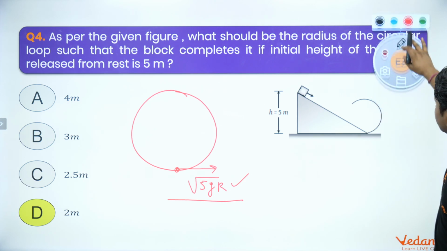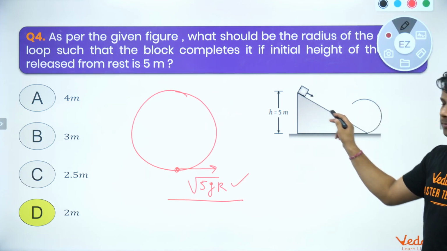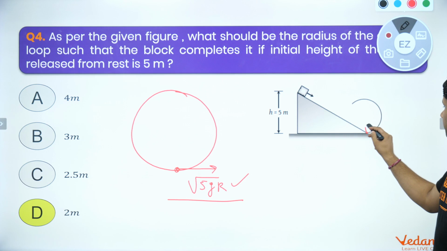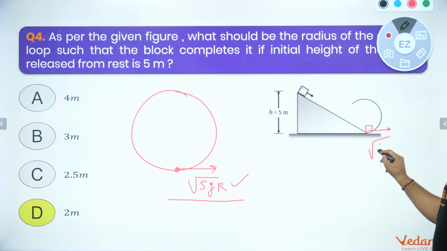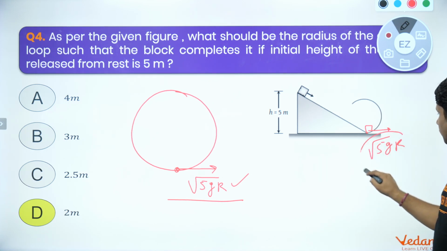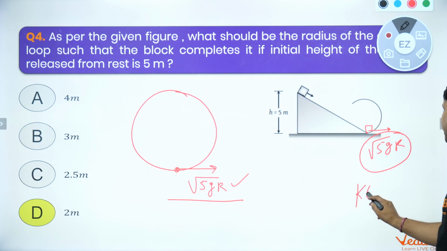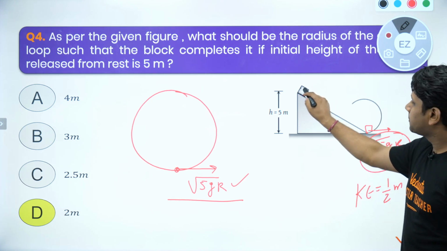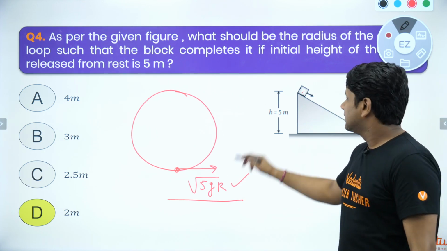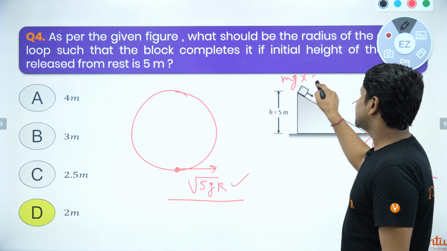Now it is very easy, look. So the particle is coming from here. It has to complete this circular track. So what should be the velocity here? It should be root 5gr. Now, because of this root 5gr, how much kinetic energy would it have? Half mv square, v is root 5gr. If we square it, what will come? 5gr. And at this point, how much potential energy does it have? mgh, h is also 5.